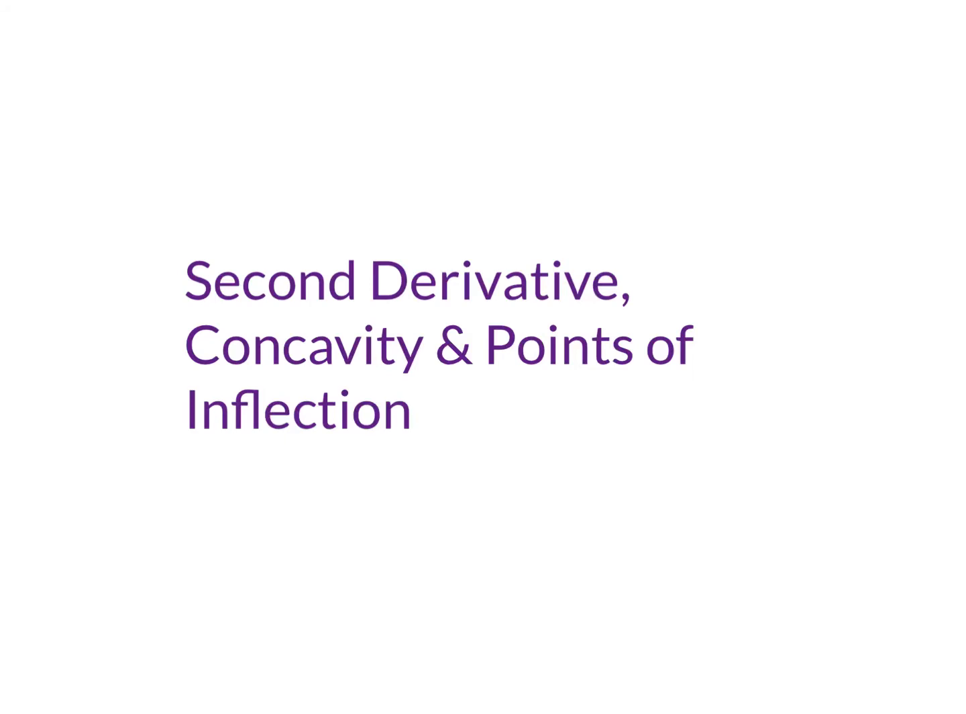In this video, we're going to be looking at the second derivative, the notion of concavity and points of inflection. So the first thing I want to do is explain what concavity is. Concavity is basically the way a graph bends. If we have a function that looks like a cup or a bowl, curved upward, we can call that concave up.